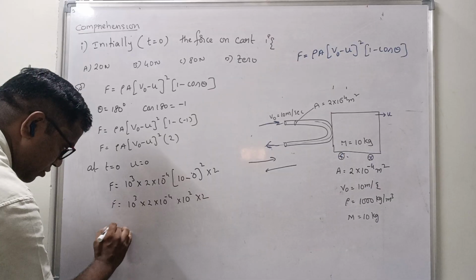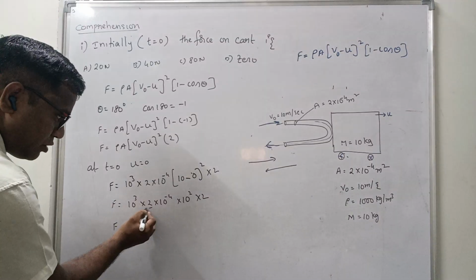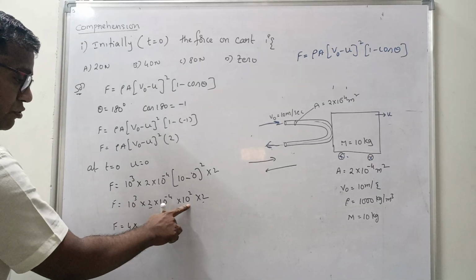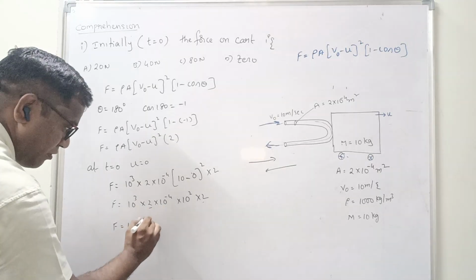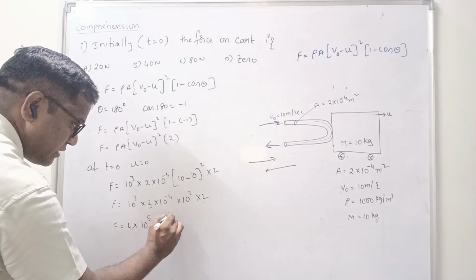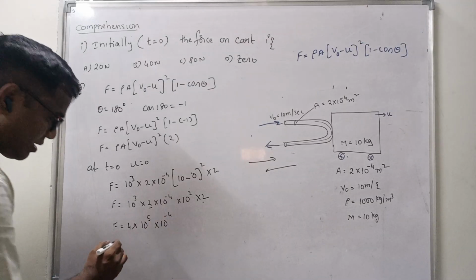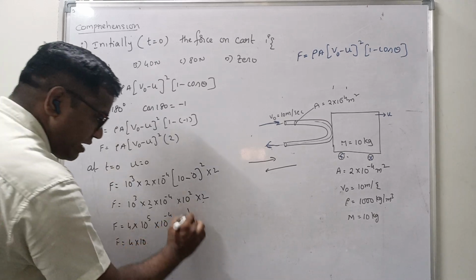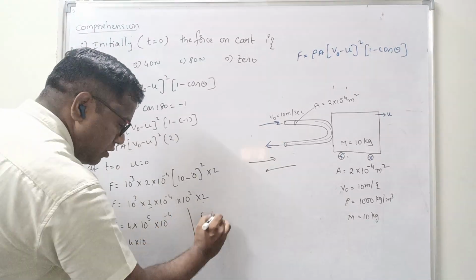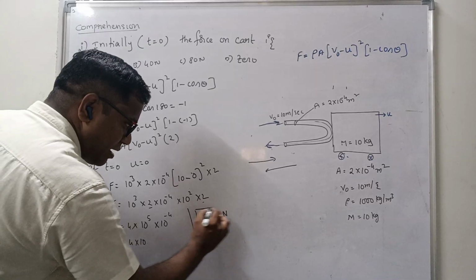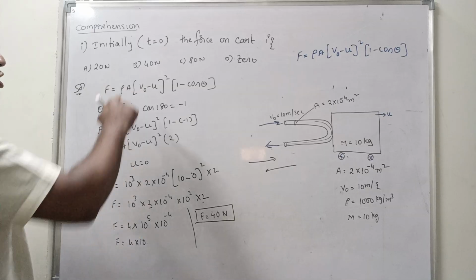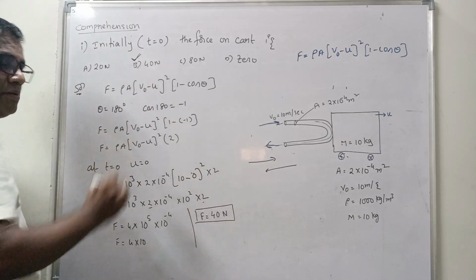So here F is equal to, how much will we get? 2 into 2, 4 into 10 power 3, 10 power 2, 10 power 5, 10 power 5 into 10 power minus 4. So F is equal to 4 into 10. So here I will write F is equal to 40 Newton will be the answer. Option B is the right one.